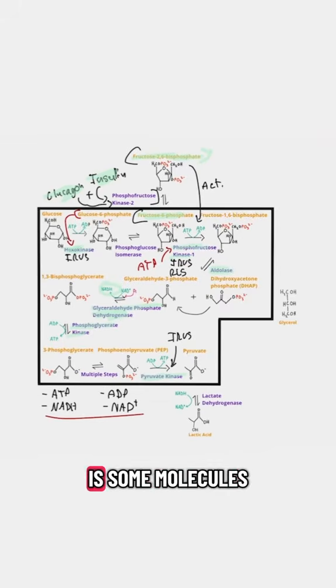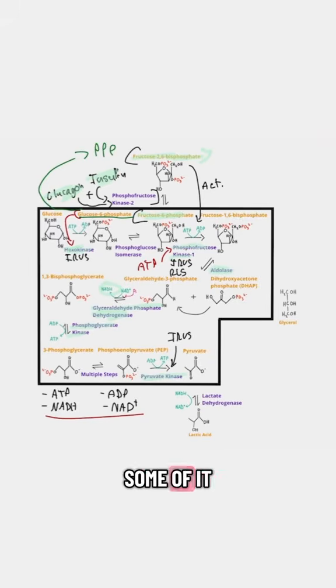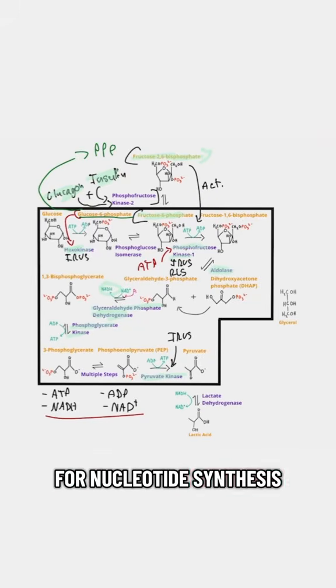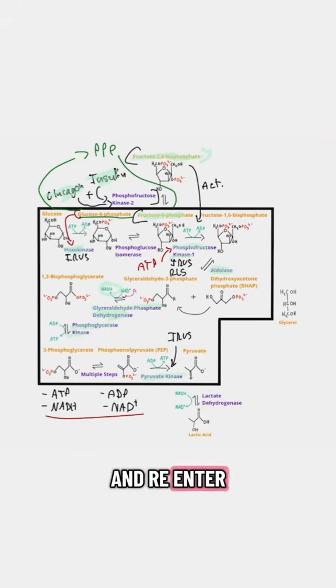The last thing we'll look at is some molecules that can relate to glycolysis but are not directly in the process. First, when glucose 6-phosphate is produced, some of it is going to get shuttled out to be put into the pentose phosphate pathway. Some of it will be used for nucleotide synthesis, but the glucose that isn't used up will get turned into fructose 6-phosphate and re-enter glycolysis.